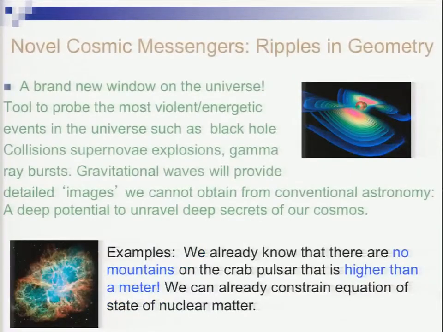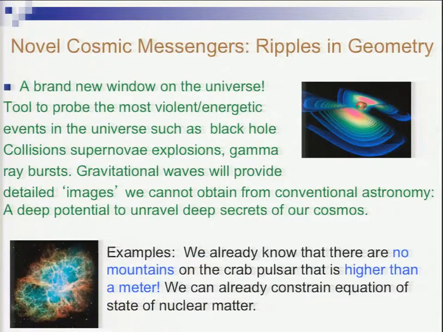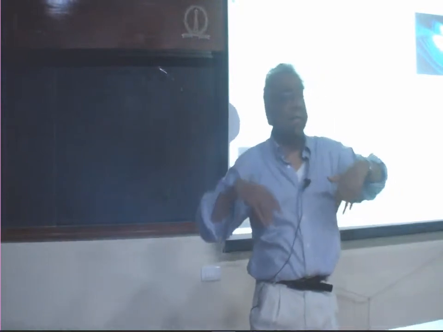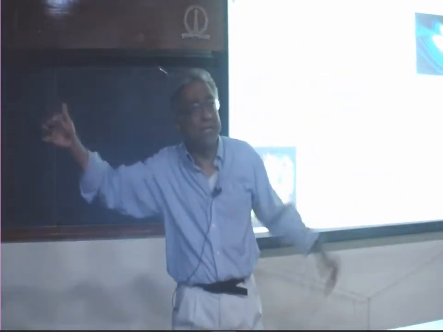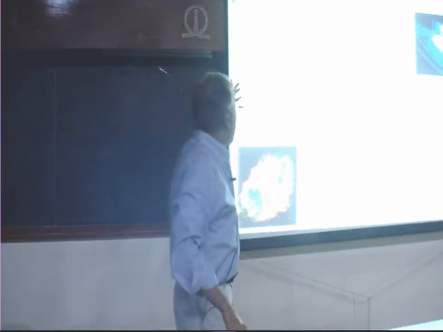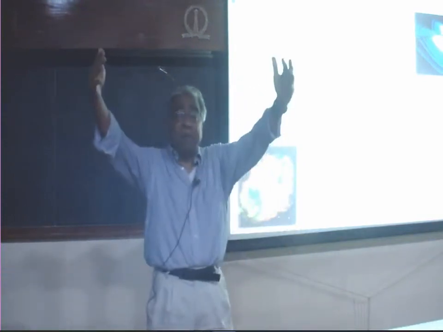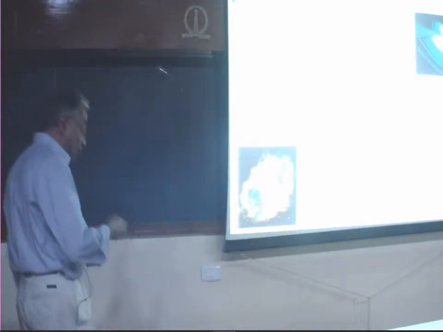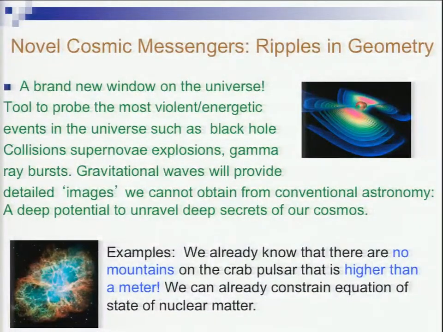But now the ambition is much more. Namely, the idea now is to detect gravitational waves directly on Earth and create a brand new type of observatory which didn't exist before. All the observatories we have so far, all the knowledge about the universe we get, is through electromagnetic waves. It could be visible light, infrared, X-rays, or gamma rays, but it's just electromagnetic light. Now, gravitational wave observatories will bring a signal in the form of gravitational waves. So a brand new window on the universe is now available. It's a tool to probe the most violent or energetic events in the universe, such as black hole collisions, supernova explosions, gamma ray bursts, and so on.